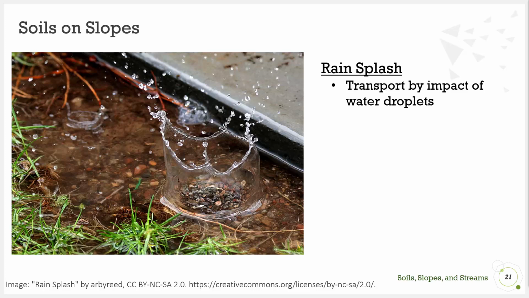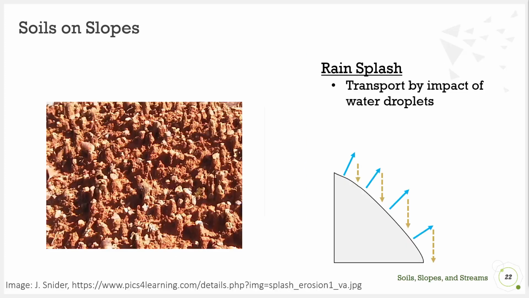Rain splash results in the transportation of sediment through the sudden impact of water droplets. This occurs when there's unconsolidated sediment at the surface. Once again, rain splash contributes to soil heave and downslope transport. And here in this image, you can see micropits that occur due to rain splash.